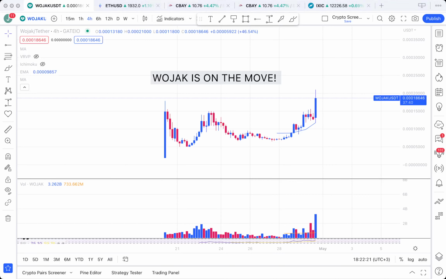Hey everybody, another meme coin just like PEPE and others that is moving. WOJAK is on the move. What are we seeing? This is the USDT chart, as you can see.